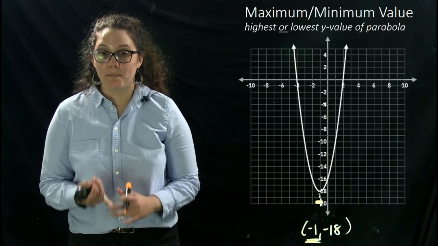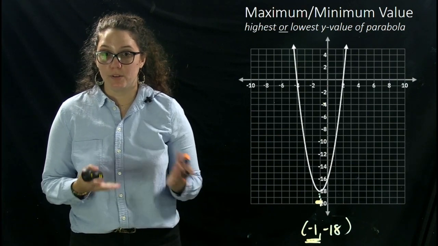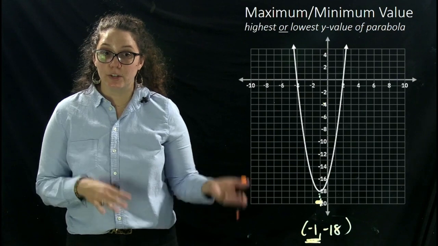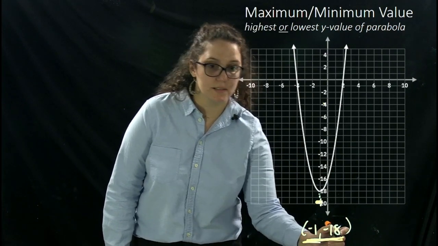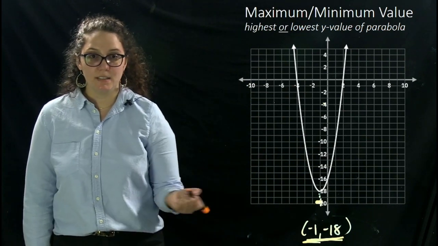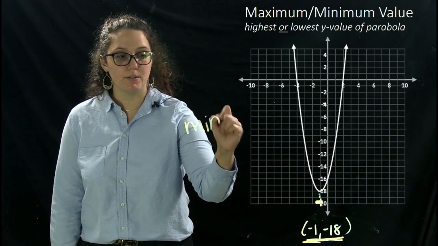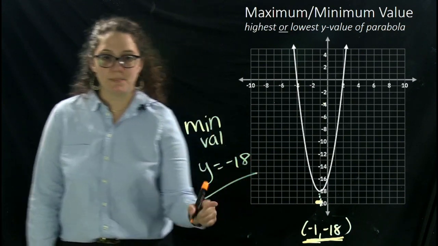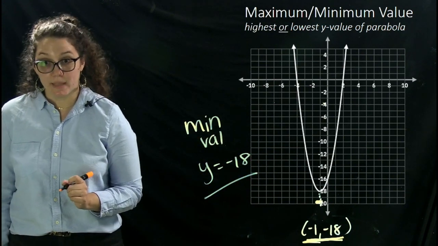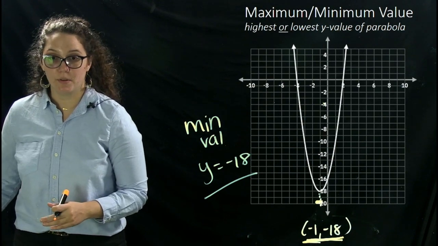With this parabola, because it opens up, we're going to have a minimum value. Remember, you either have a maximum value or a minimum value, not both. That's either your highest or your lowest y value of the parabola. When you look at your vertex, we know that the y value is -18. So in this case, your min value is y equals -18. Don't forget to put that y equals for your min value or your max value, depending on the problem.